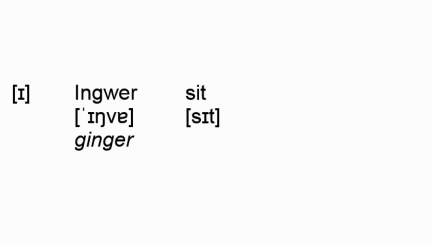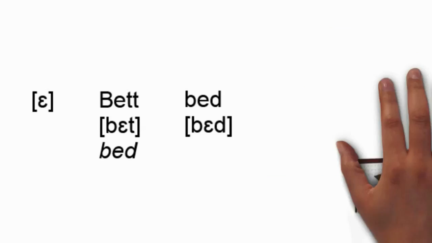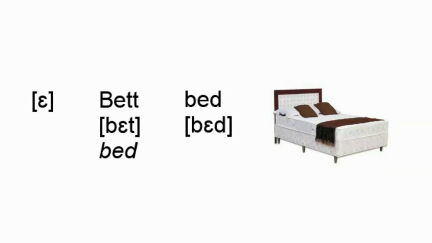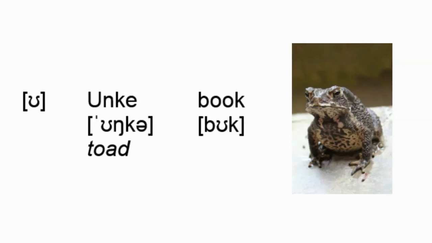The first of these uses a small capital I in IPA, and it shows up in German words like Ingwer and English words like sit. Next, uses a big curly E symbol, and it shows up in German words like Bett, or English words like bed. The next one uses a short, fat, capitalized U. It shows up in German words like Unke, and in English words like book.